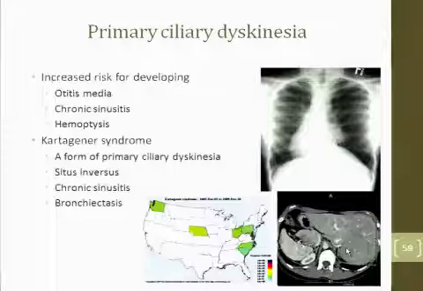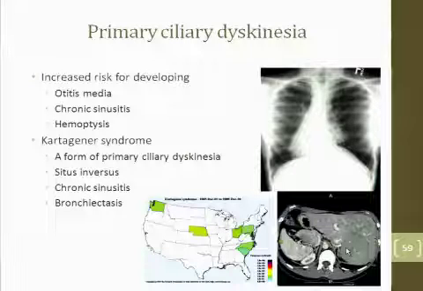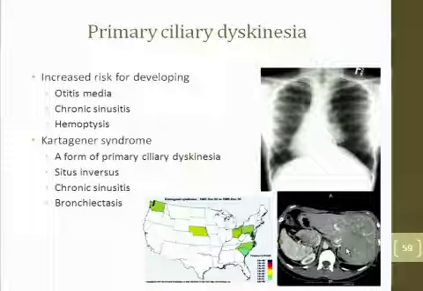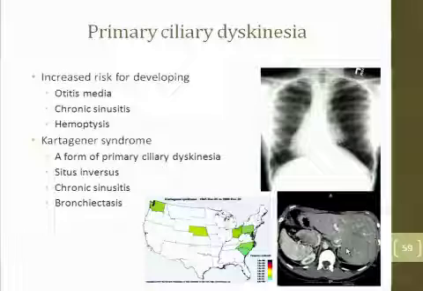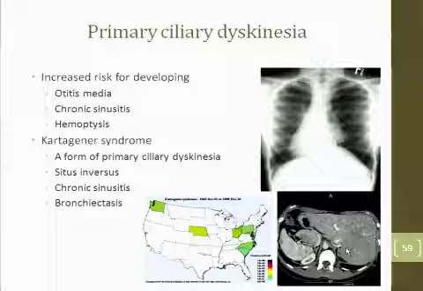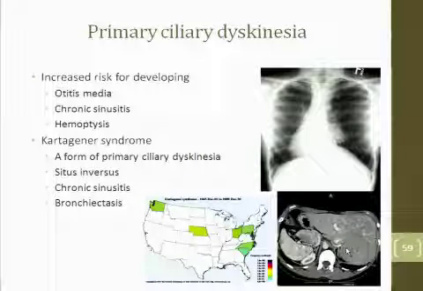There's increased incidence of otitis media, chronic sinusitis, and hemoptysis. There's another one called Kartagener's syndrome, which is a form of primary ciliary dyskinesia that causes situs inversus. You can see here the heart is actually flipped. And they develop chronic sinusitis and bronchiectasis. Their actual layout of where they're located in the United States is slightly different. There's some in Nebraska, one in Washington State, Ohio, and different areas in Pennsylvania that have a higher density of these populations. No, just the heart, usually.